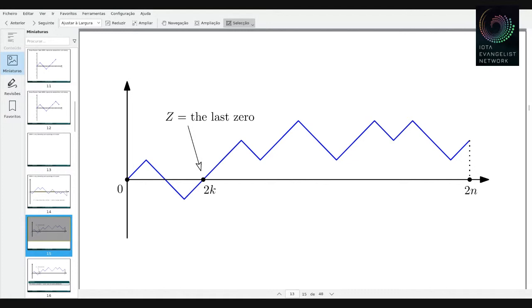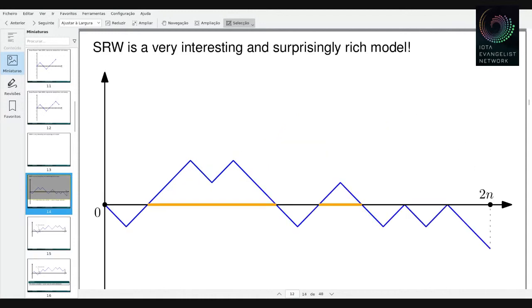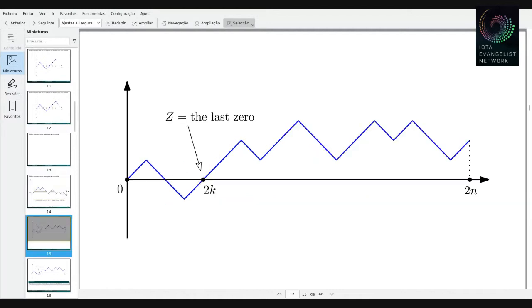Okay, now let's consider another quantity, another random variable, as we say. Let's call it Z. So basically Z is the last time those two players were equal. It's the last draw, that last moment when they were tied, and after this moment one is leading till the end. So again we have this time above zero until 2n, and we have this last zero of the trajectory. How are they related?